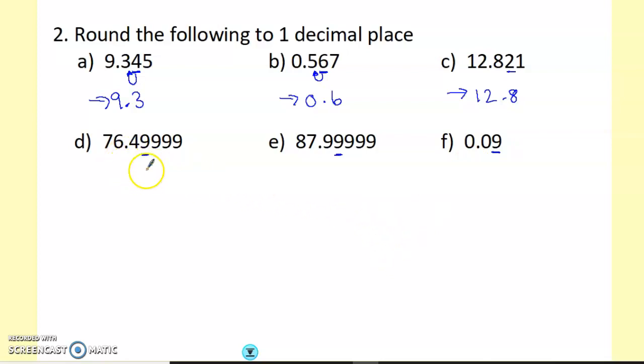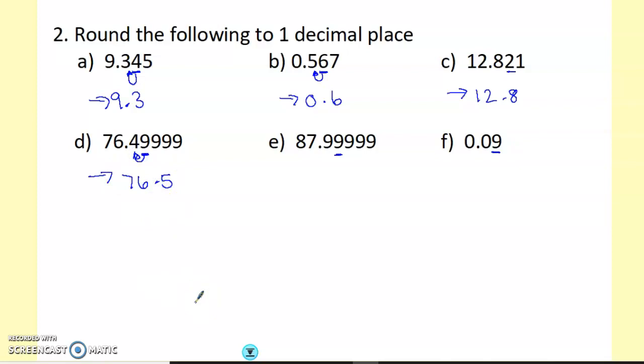D, we've got 76.49999. Please be thinking about what the answers to these are before I go over them. It's not just a case of sitting watching. You need to engage your brain as well. Let's have a wee think what you think it would be. That's a 9, bigger than 5. That's going to push that 4 up to a 5. So we get 76.5.